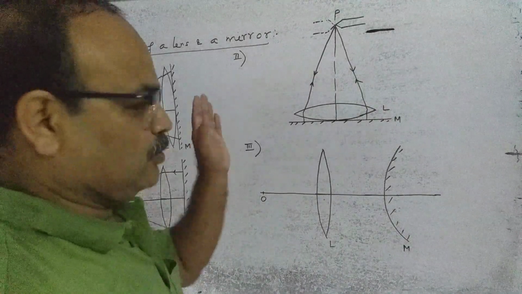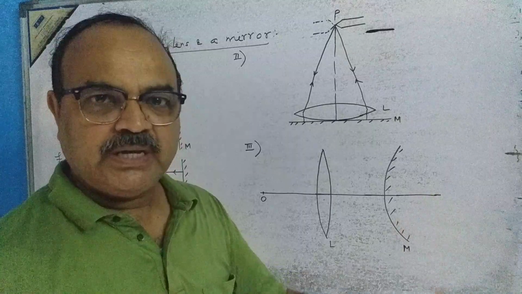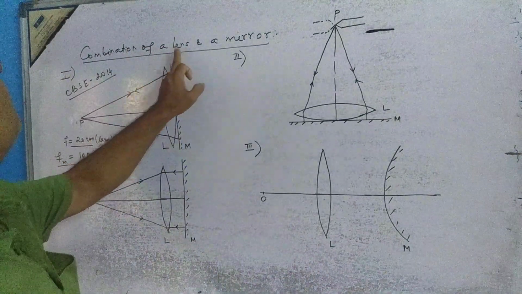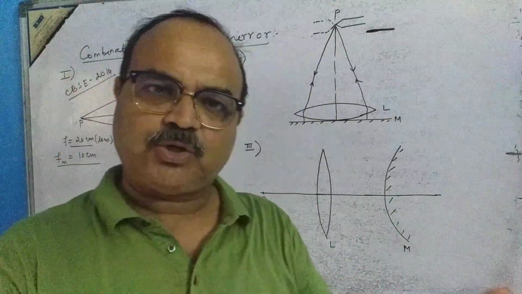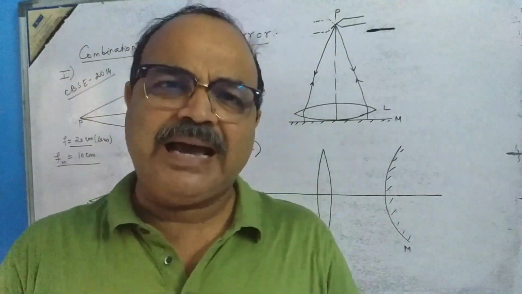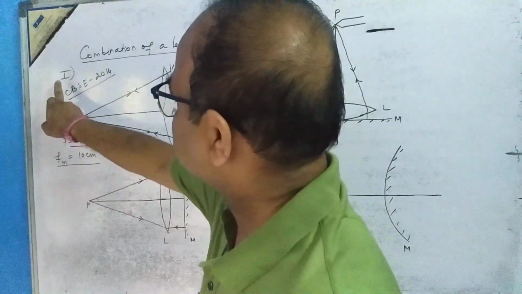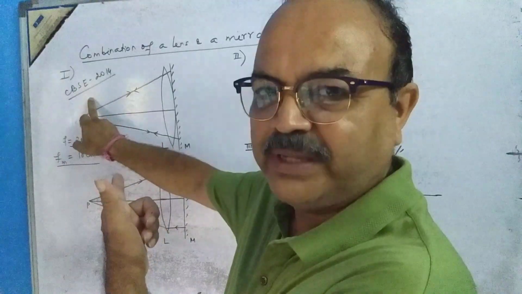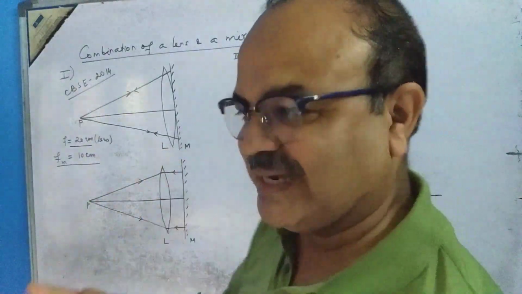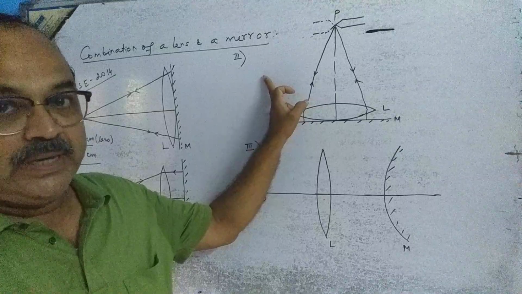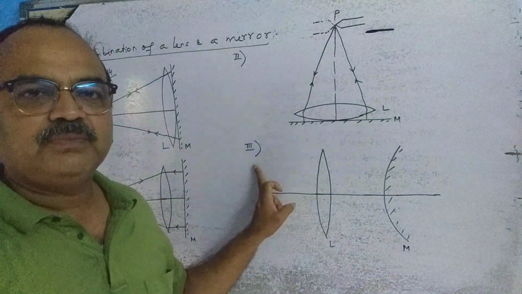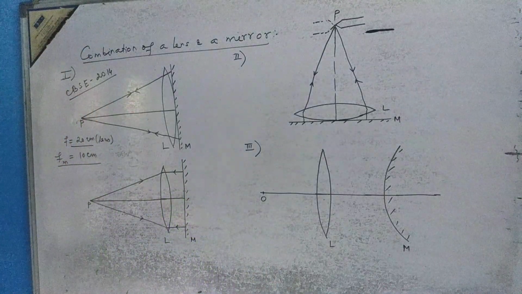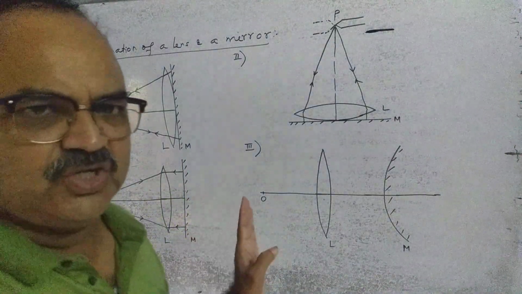Okay, now our today's next discussion, I have changed the topic rather, is the combination of a lens and a mirror. I am going to discuss three cases. First, which was asked in the CBSE 2014. This is the second case, which is also helpful. This is the third case. I hope only these three cases will be sufficient.